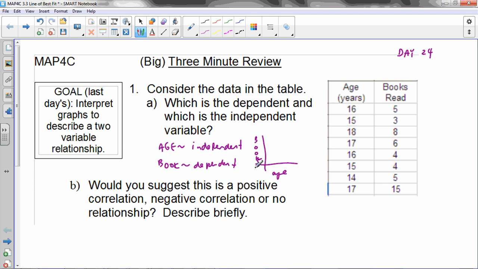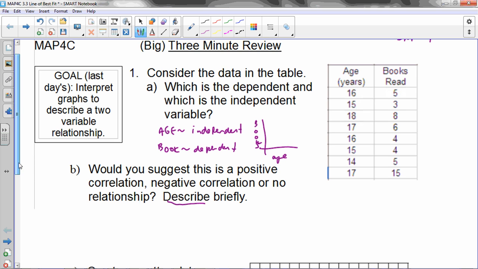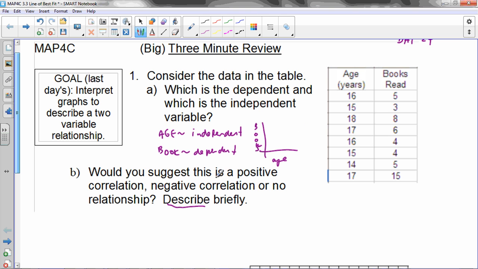Would you suggest this is a positive correlation, negative correlation, or no relationship? And it's hard to see from the table, but we kind of have to just think about this. You know, as people age, and we always think of the independent variable increasing, so as age increases, what happens to the number of books people read? Books read, and then you'd fill in this. And this is kind of opinion, right? One might think that you have to read more for school probably, so it probably books read increases.